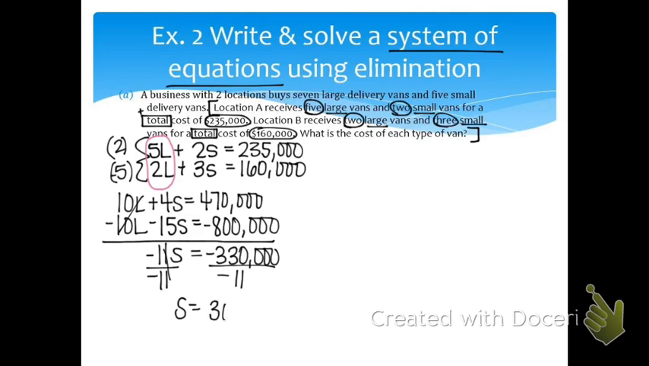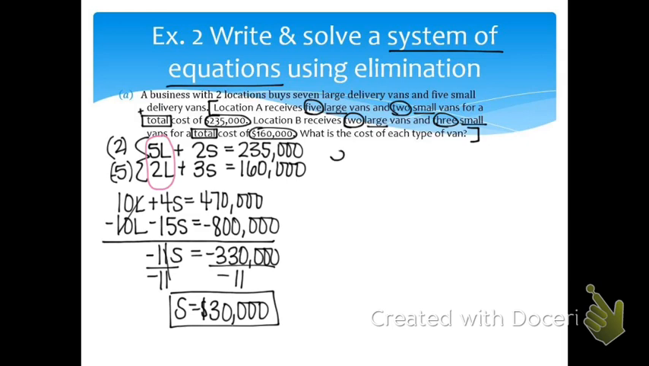30,000. Now notice, we're talking about money, and this is a word problem, so don't forget, I'm going to just put a dollar sign. And I'm going to box this in, because remember what we said? We don't need an ordered pair, because they want us to find the cost of each type of van. So we just found the price of the small vans. They're $30,000 a piece. Now, what are we going to do with that information?